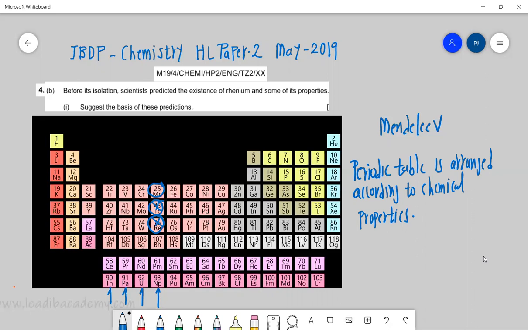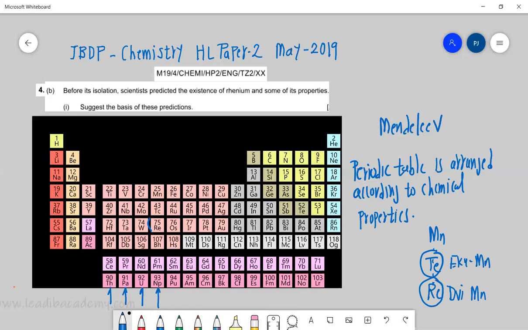So that's the reason, okay, let me clear this. That means rhenium is under the same group of manganese. Okay, so it is falling under the group of manganese. So this is called Eka-manganese, and this element, Re, is Dvi-manganese.